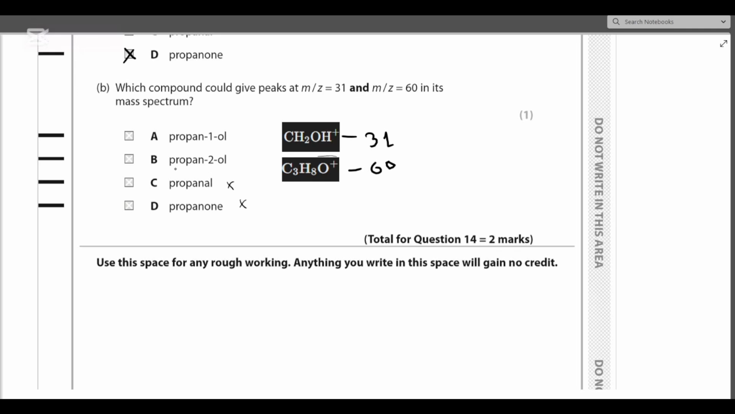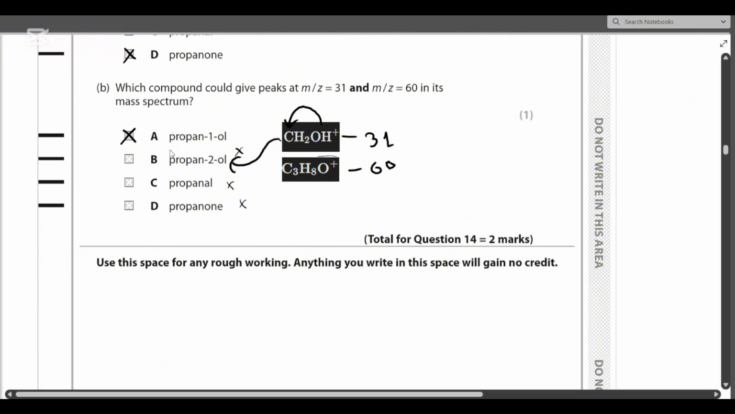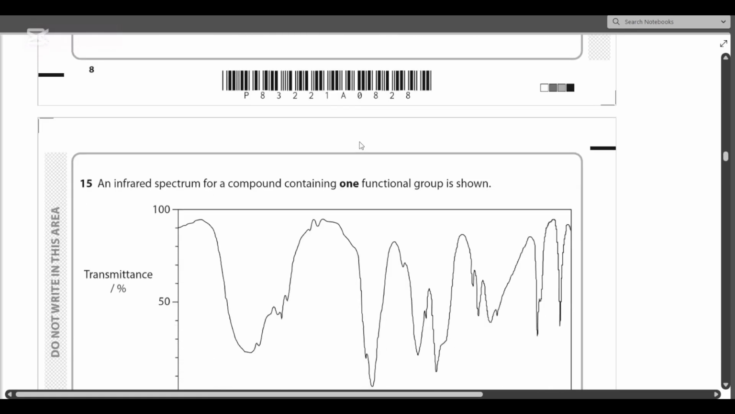If I talk about A and B, propan-2-ol and propan-1-ol, we can clearly see that the OH is connected to the first carbon in one of them, so obviously this is going to be absent. The CH2OH+ is going to be absent in propan-2-ol, which also makes B irrelevant. This leaves us option A as the only correct answer, which is propan-1-ol, and it does contain both of the radicals, the CH2OH+ fragment among them. So A is the correct answer.